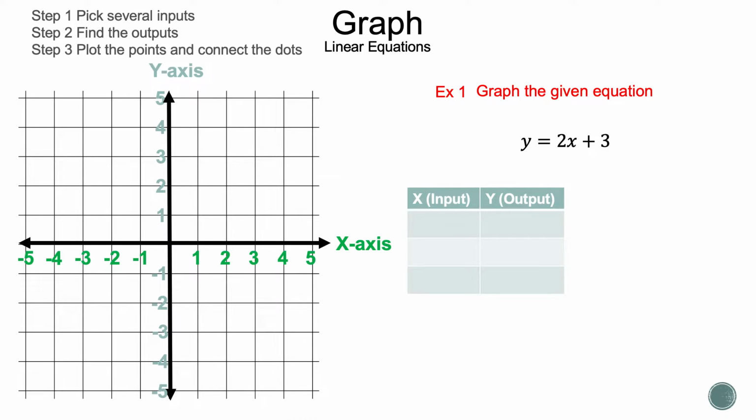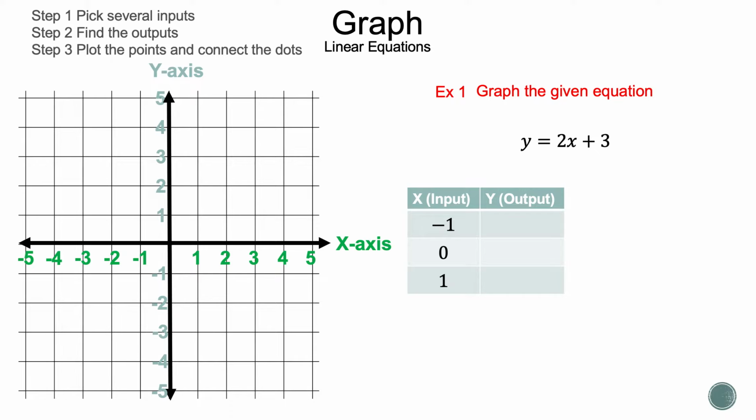Let's read the question. Graph the given equation y is equal to 2x plus 3. Now you may be wondering, what inputs or values of x should we choose? It's up to you. You can choose any, but we are going to choose -1, 0, and 1. Why are we picking those integers? Because they are the smallest integers possible.